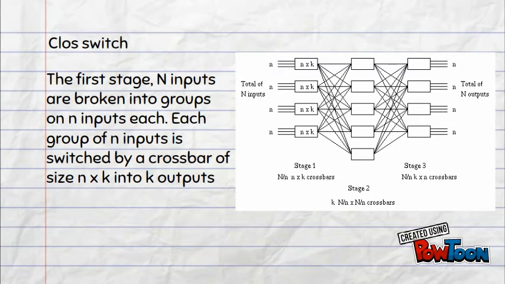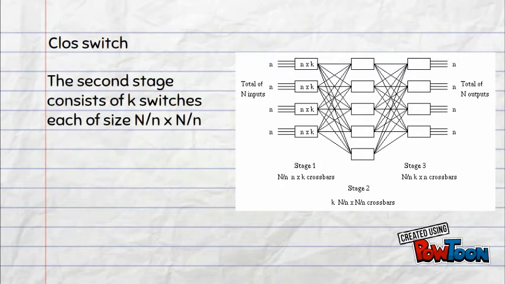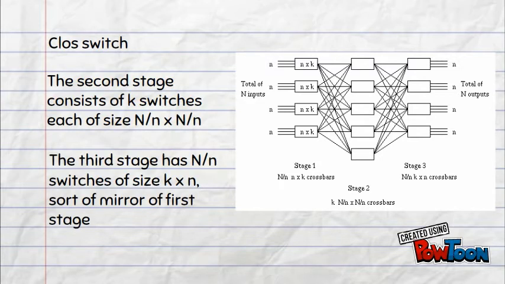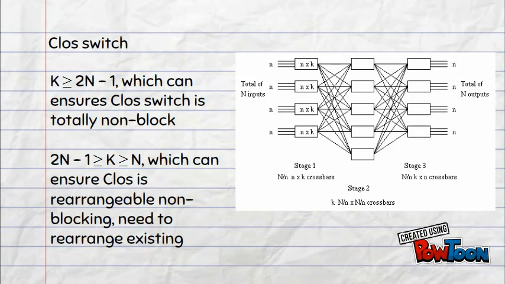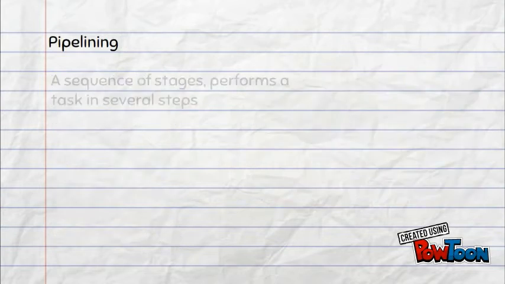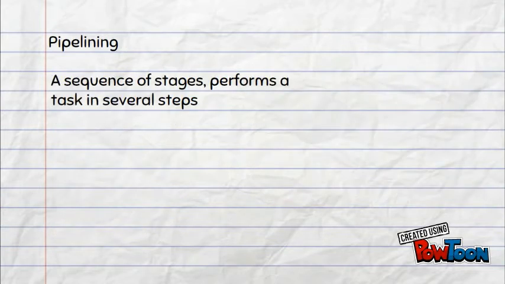In the simplest case, there are N input switches in the first stage, and each switch has N inputs and K outputs. In the middle stage, there are K switches, while in the third stage, there are N output switches, and each switch has K inputs and N outputs. When K is larger than 2N-1, then there is no blocking, and when K is just larger than or equal to N, then Clos is rearrangeably non-blocking.